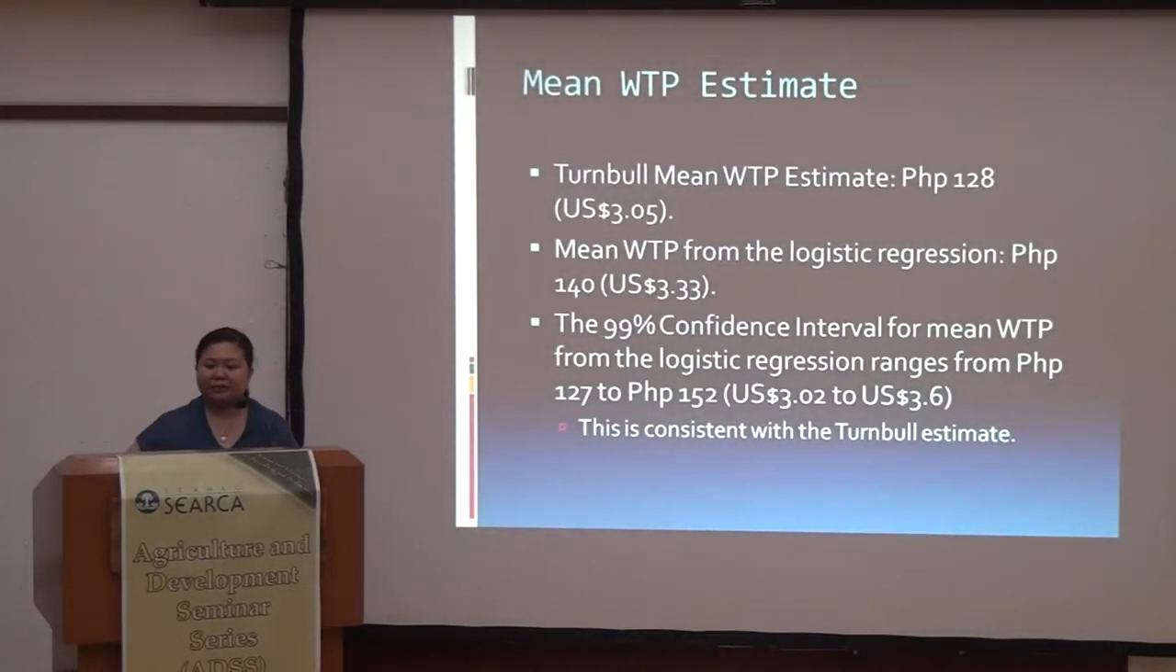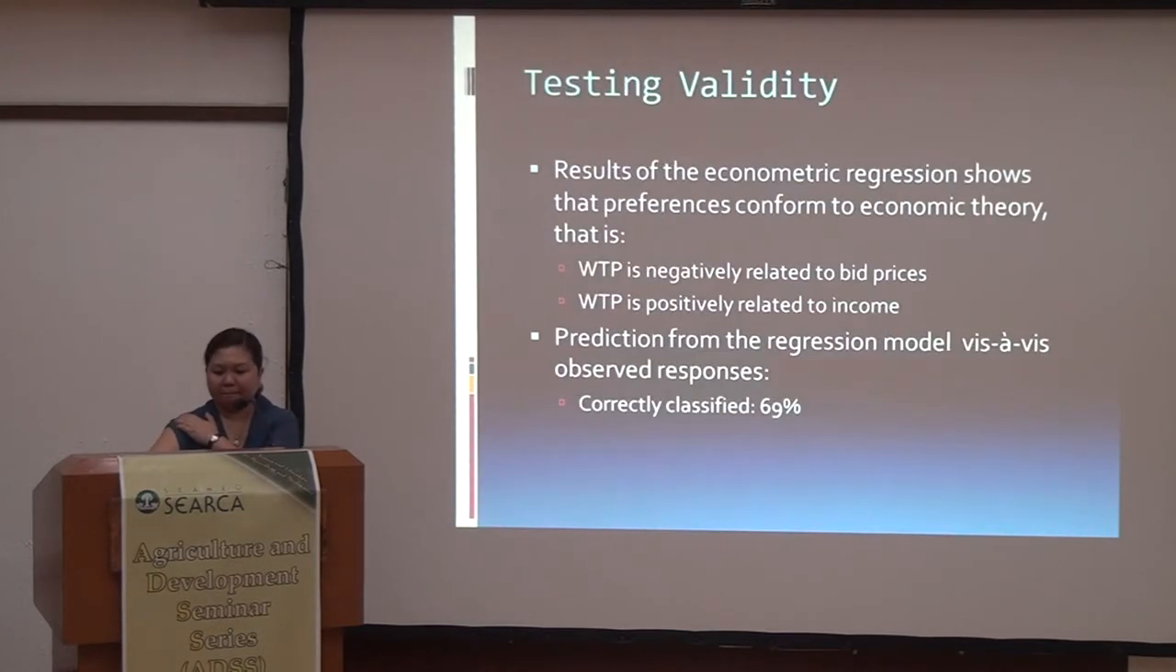The mean willingness to pay estimate is 128 pesos from the Turnbull estimation, and from the logistic regression, the estimate is 140 pesos. The confidence interval for mean willingness to pay from the logistic regression ranges from 127 to 152. As we can see, this confidence interval is consistent with the Turnbull estimate, the lower bound non-parametric estimate of our willingness to pay.